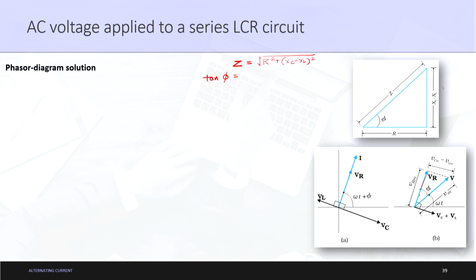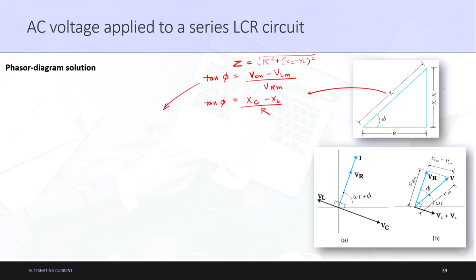If you see this triangle very carefully, we can write tan phi is nothing but equal to (VCm minus VLm) upon VRm. Please remember these are small v's. Similarly, from this triangle we can again write tan phi is nothing but equal to (capital Xc minus XL) upon R. These both equations can be derived from one another also.